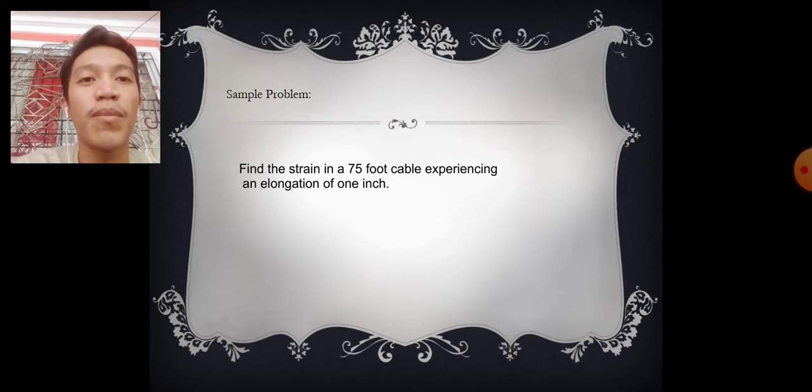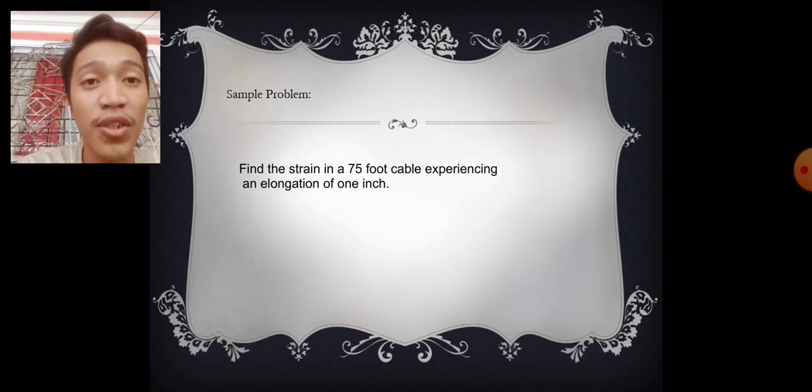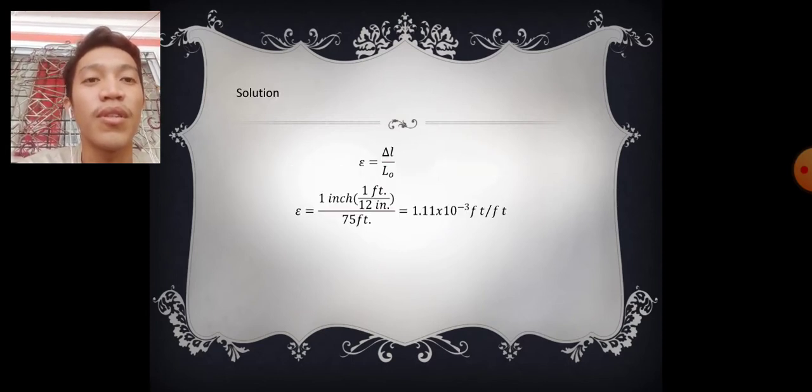Now we have a sample problem here. Find the strain in a 75-foot cable experiencing an elongation of 1 inch. So take note that the units given are not the same, so we need to convert them uniformly.